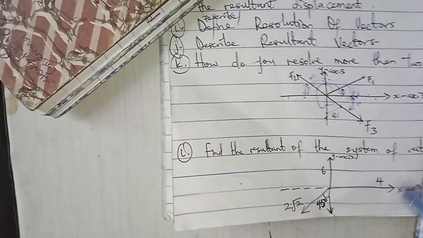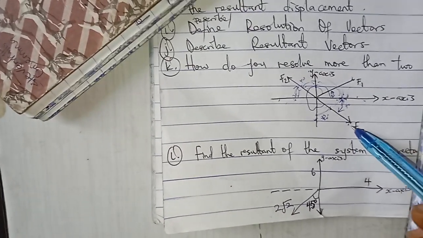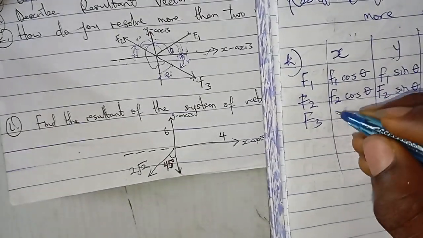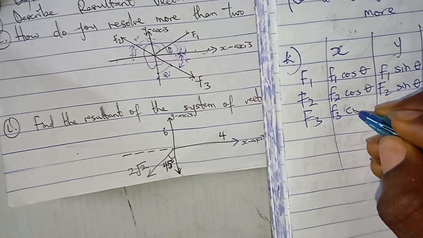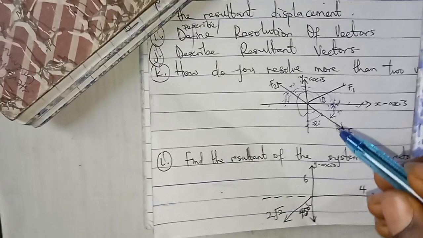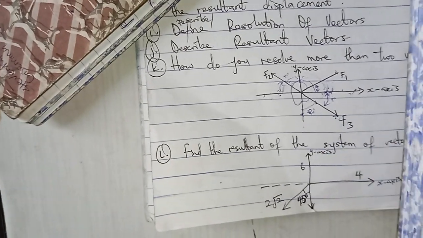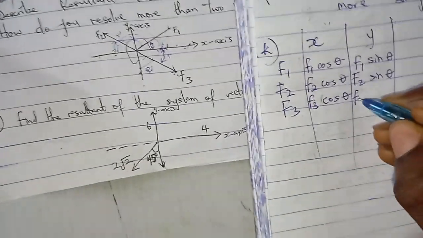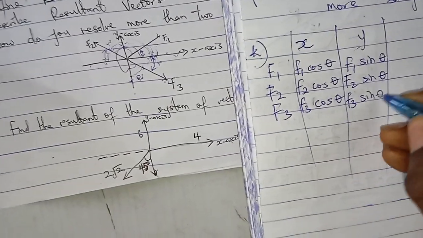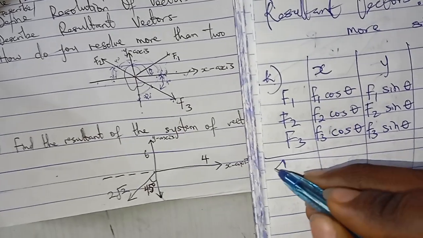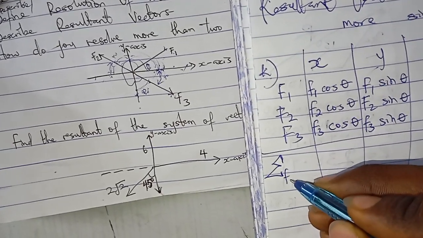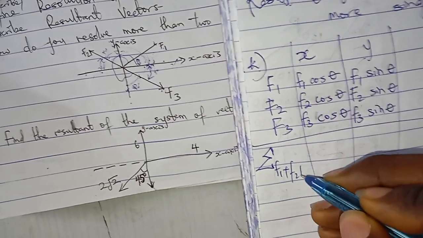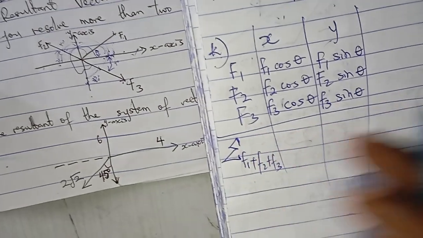So if I'm going to use 70, taking this to x-axis, it becomes F3 cos 70. So let's just use theta. Then taking this to the y-axis, I use F3 sine 70. But remember, it's theta, we use F3 sine theta. So by the time you finish doing this, you sum it up. So the sum of F1, F2, F3, that's what you get here.